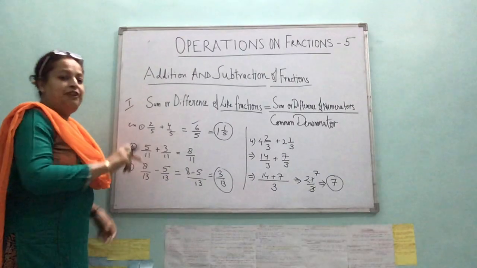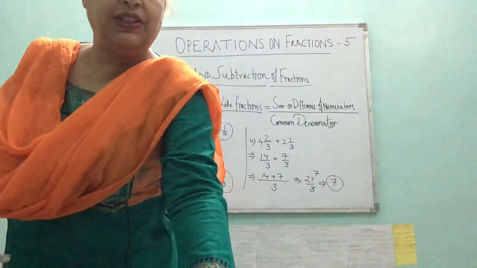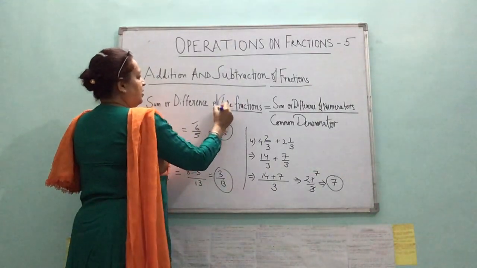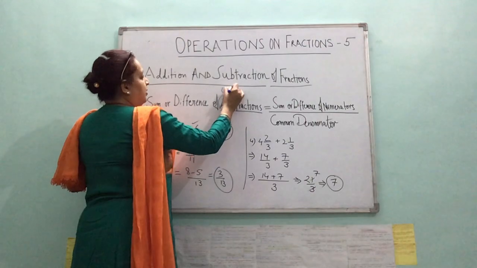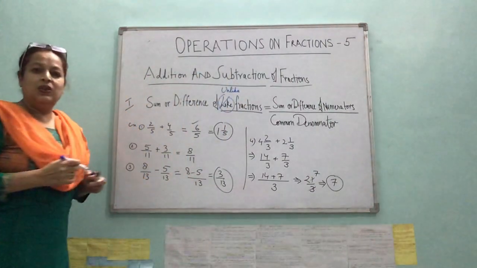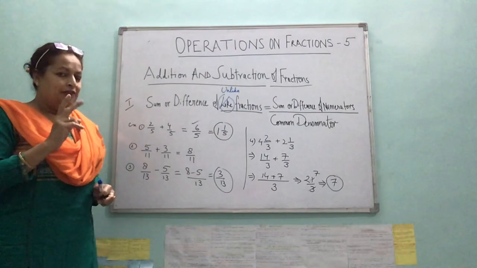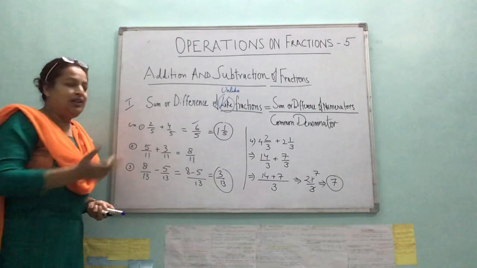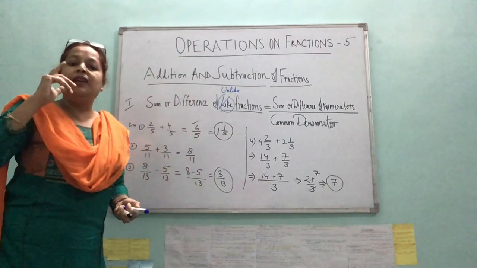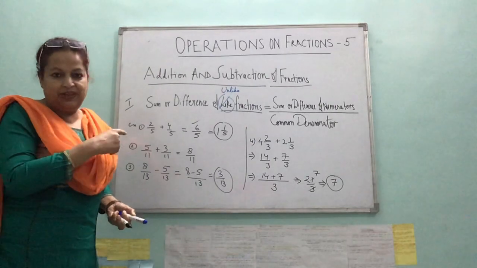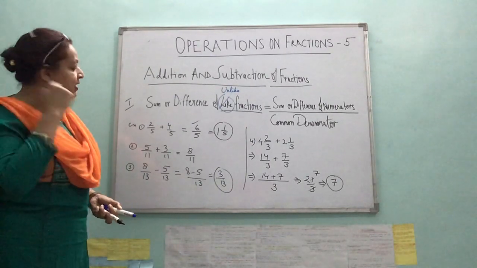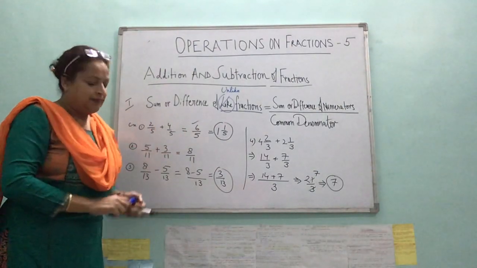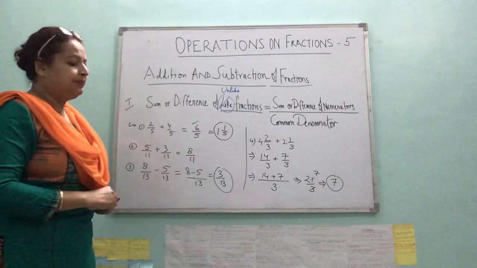Now, if I have to find the sum or difference of unlike fractions, then the working is in two steps. First, we'll convert to like fractions and then add in the same way. We'll convert unlike fractions to like equivalent fractions, which we have done in the previous exercise. If you have a problem, you can see that video. Alright, I'll take one example.